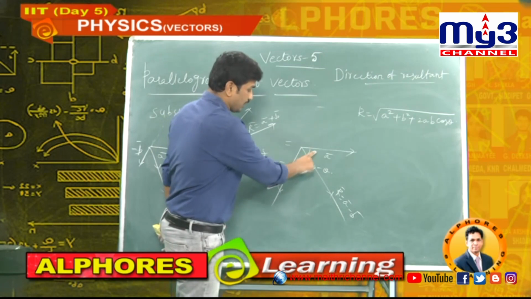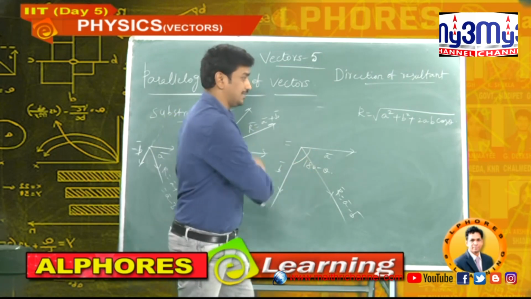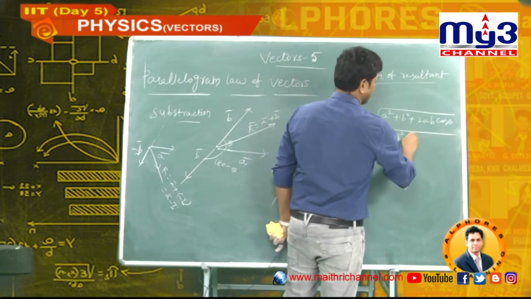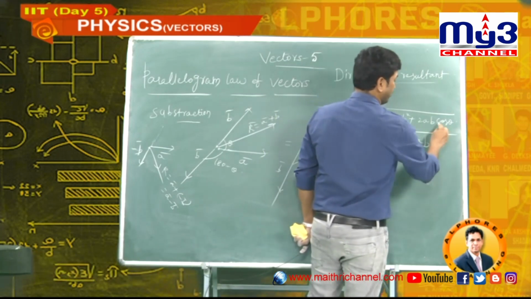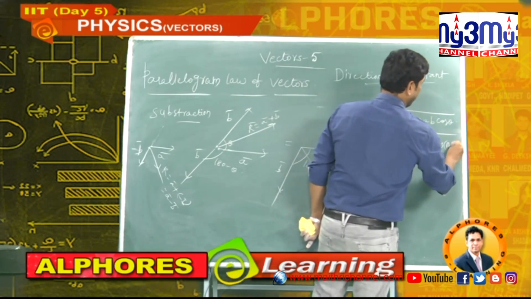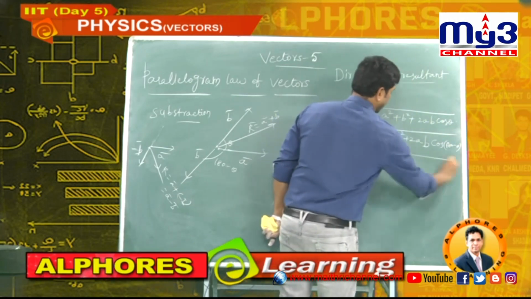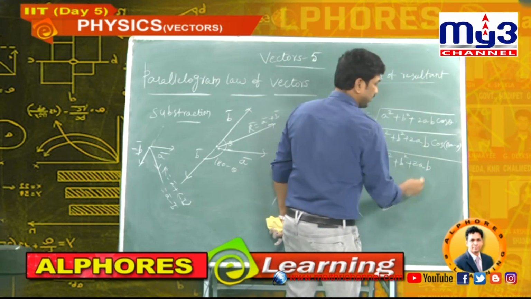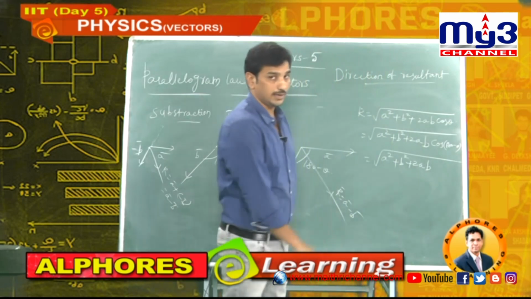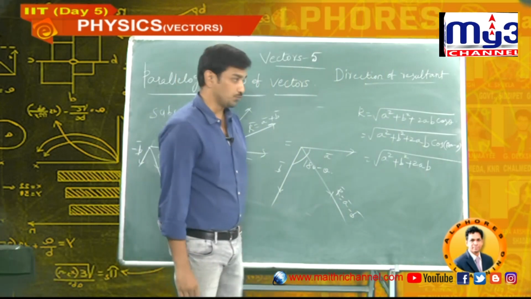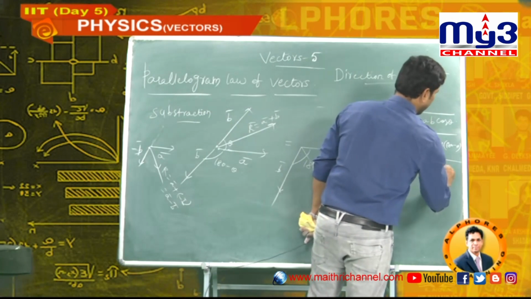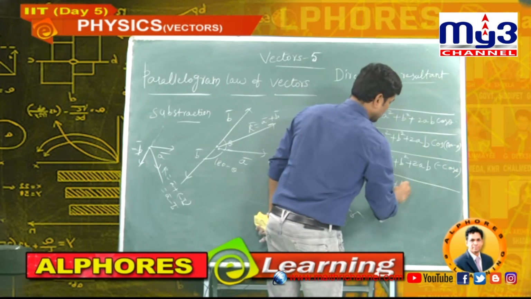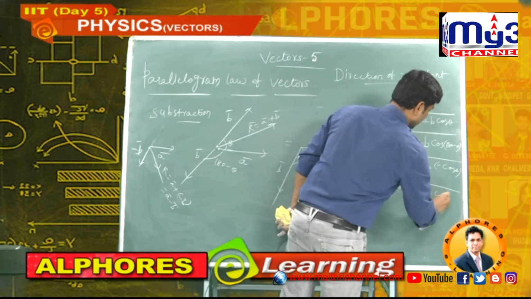Now instead of theta, what is the angle now? 180 minus theta. Under root a square plus b square plus 2ab into cos of 180 minus theta. It is the second quadrant, and in the second quadrant the cos value is negative. Cos of 180 minus theta I can write as minus cos theta. Now the final answer is a square plus b square minus 2ab cos theta.